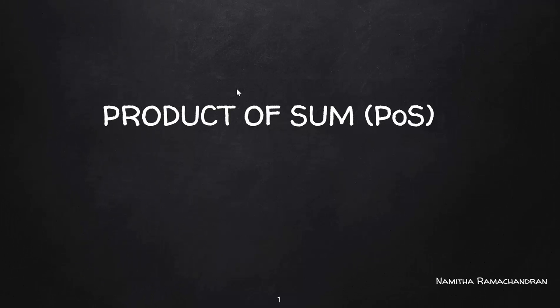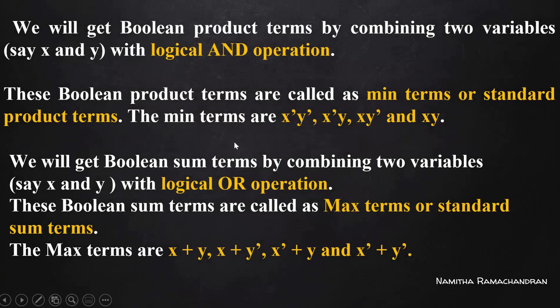Welcome back everyone. We can discuss the next type of canonical form, that is product of sum. We can also call it POS. So in our previous video we have already learned about our SOP form.